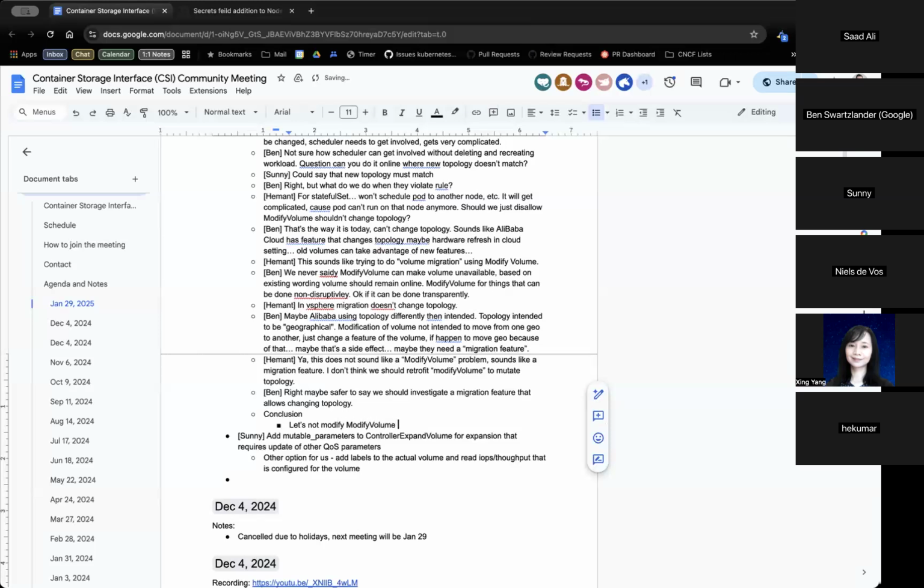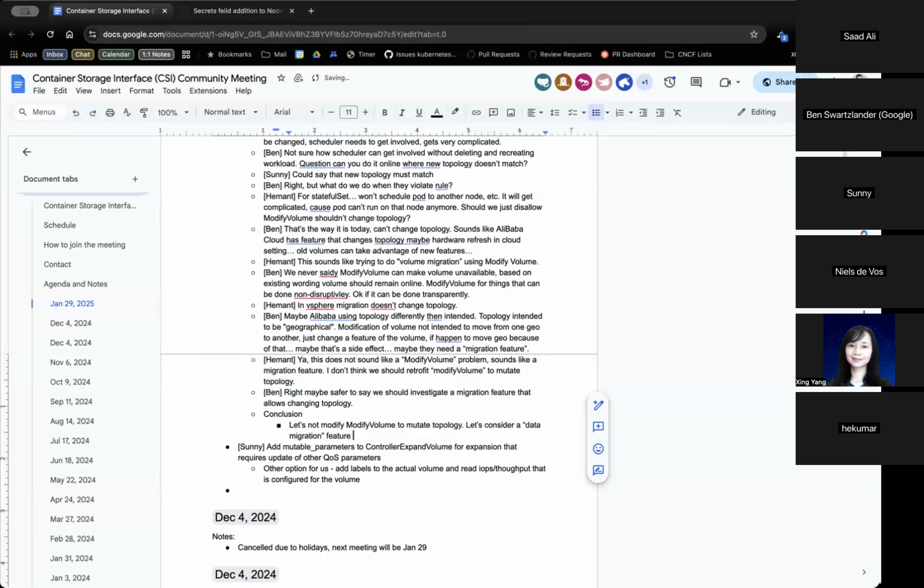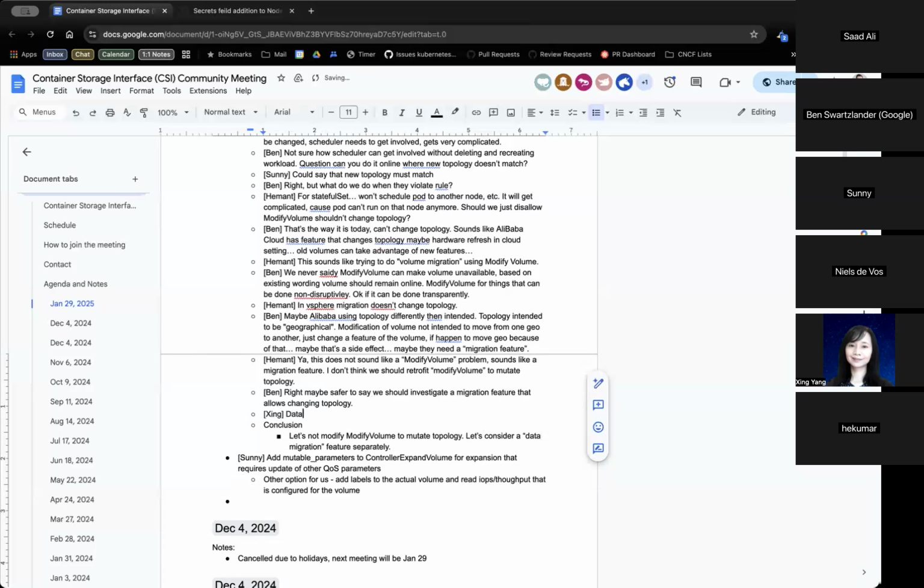Yeah, I'm leaning that direction, saying let's try to solve this as a data migration case. Let's try not to break the assumption that topology is immutable and see where we get with that approach. I think we should add data migration also meaning topology change, because we can do data migration without violating the topology restriction. No, in my mind, data migration means you get a new volume, right?